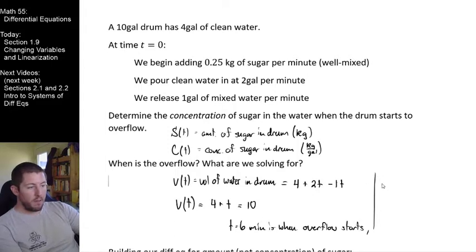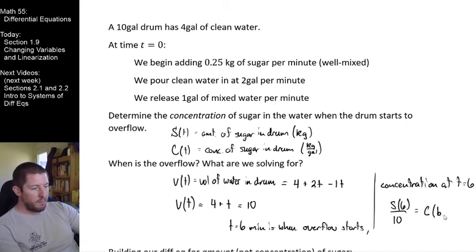And our second question, what are we solving for? The concentration at time 6. Well, that should be the number of kilograms of sugar in the tank. So that should be S of 6 divided by the number of gallons in the tank. Well, the second it starts to overflow, the number of gallons in the tank is going to be 10, right? And this should be basically our concentration at time 6 right there. Concentration at time 6 is the kilograms at time 6 divided by the volume at time 6. And the volume at time 6 is going to be 10.